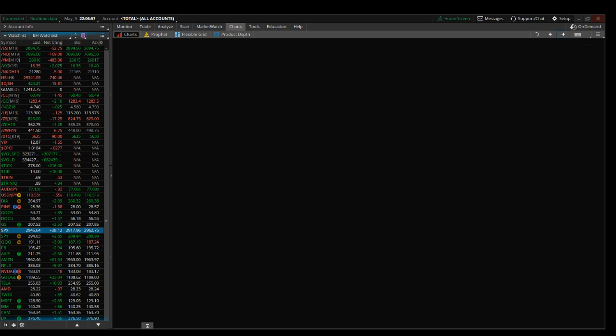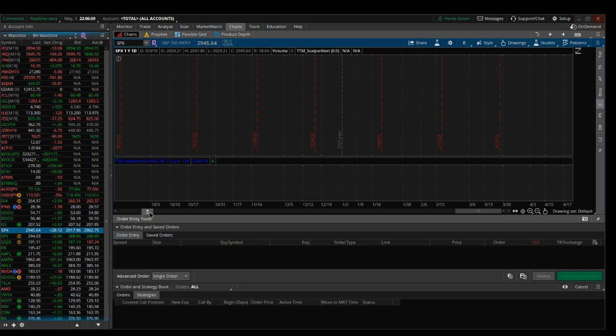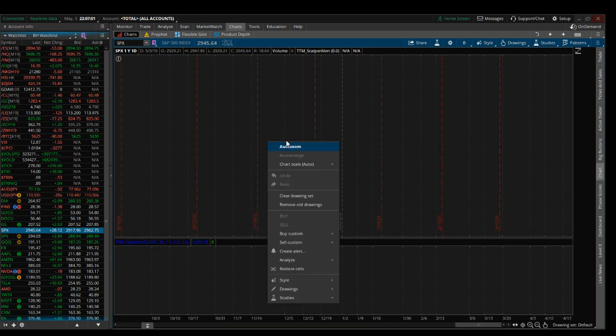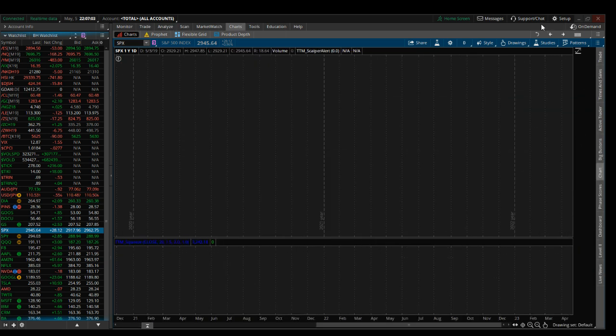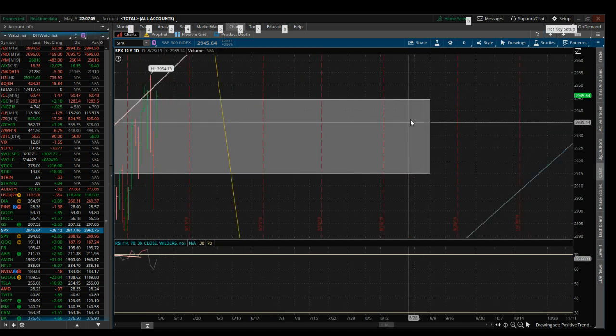What is going on here? We lost the chart. It got confused. This is not even the right page. All right, there we go. Oh, I'm just zoomed out so much.